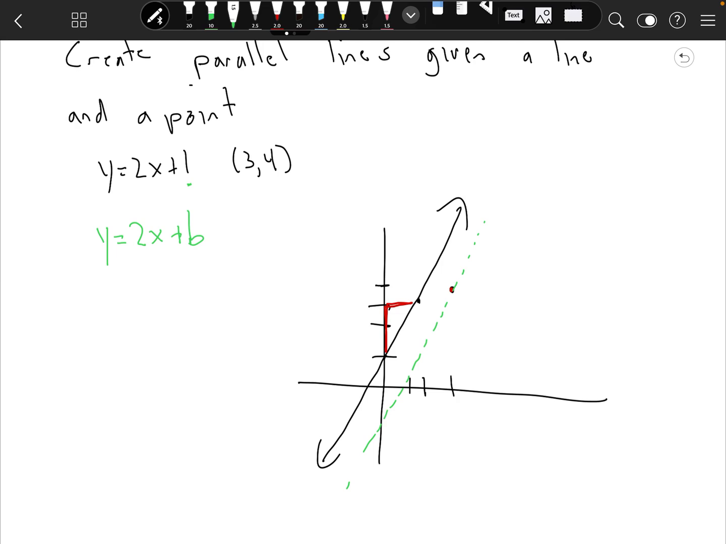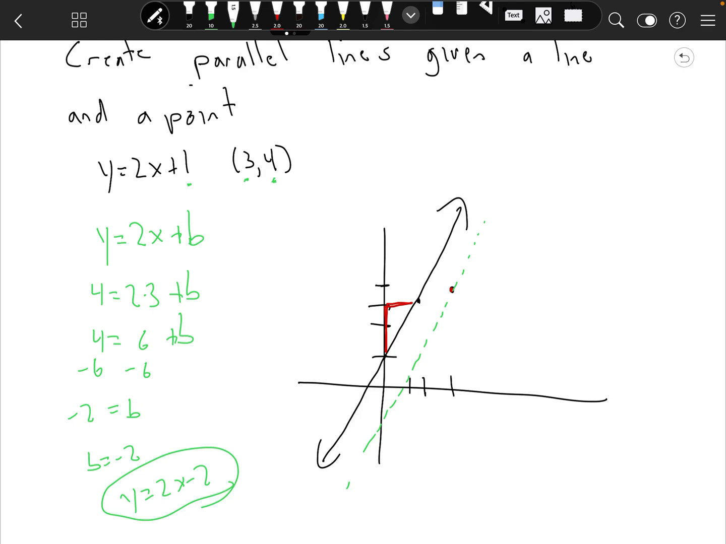There are a couple of ways to do this. Let's just do it one way. Let's plug in 3 for x and 4 for y. So 4 equals 2 times 3 plus b, and that's 4 equals 6 plus b. Subtract 6, and we've got b equals negative 2. So we got y equals 2x minus 2, and that's your answer right there. That's one quick, easy way. If you're comfortable with slope-intercept form, that works pretty good.